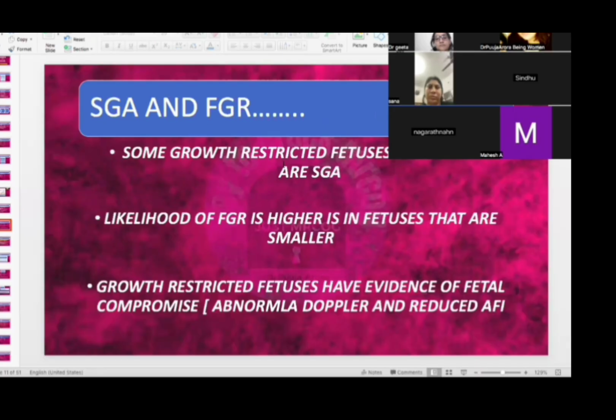Now understand one more point. Mostly growth restricted fetuses are small for gestational age, or the likelihood of FGR is higher in a baby who is small for gestational age.